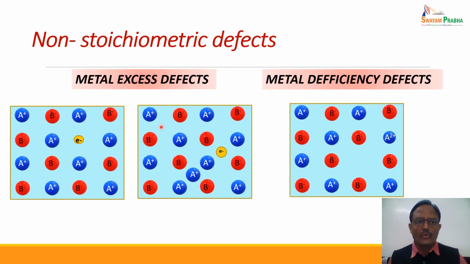In case of metal excess defect, under certain conditions the density is reduced and under certain conditions the density is increased, while in case of metal deficiency defects the density is always reduced because of the lesser number of atoms available.